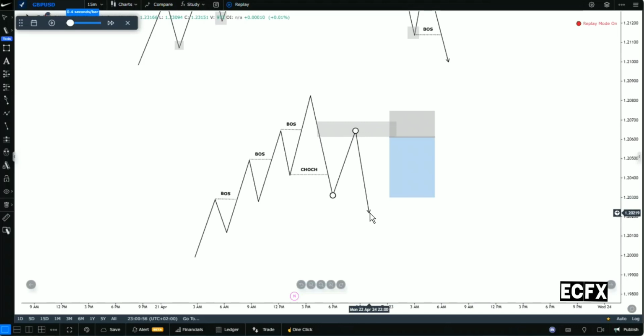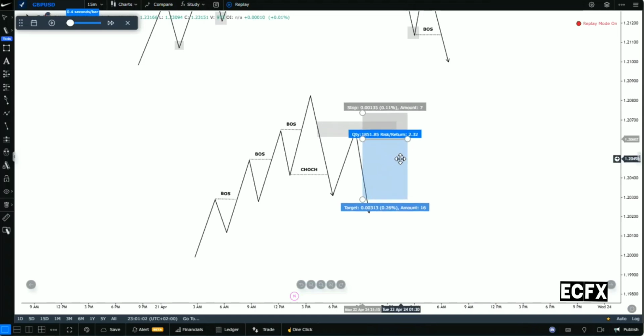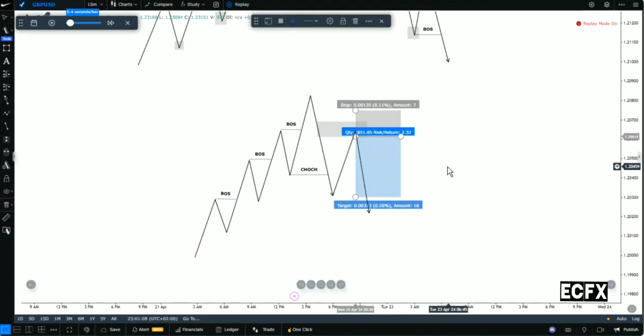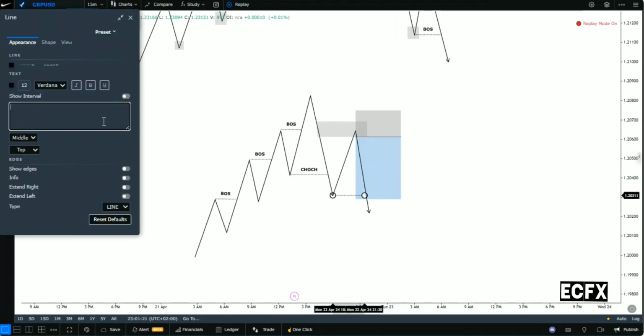So this is how we would be looking at a trade from the change of character, right? I hope this is easy to understand, and once we have the second level that breaks, we will call that a break of structure to the downside, right?